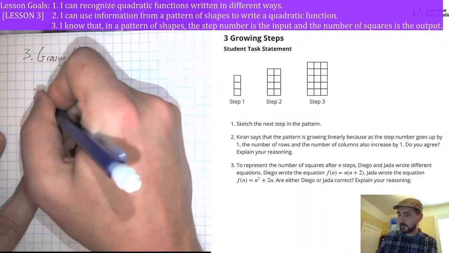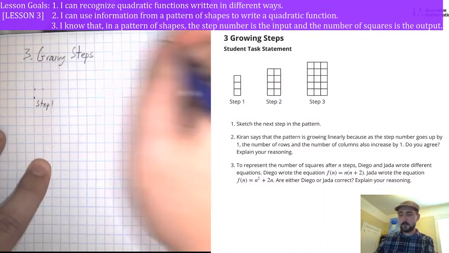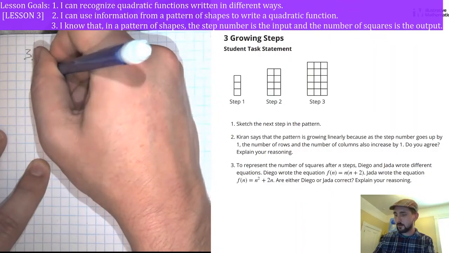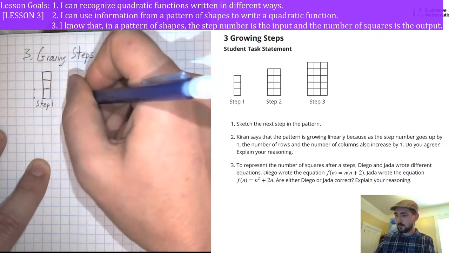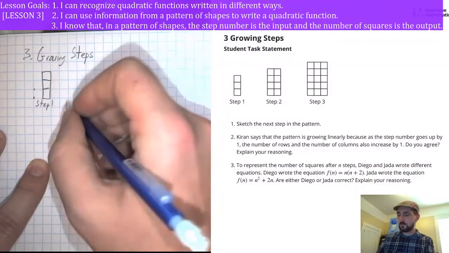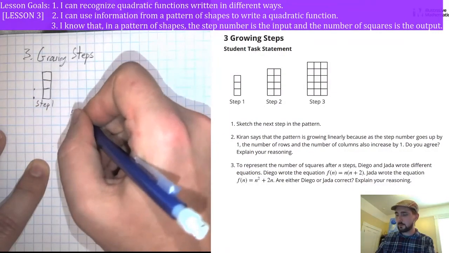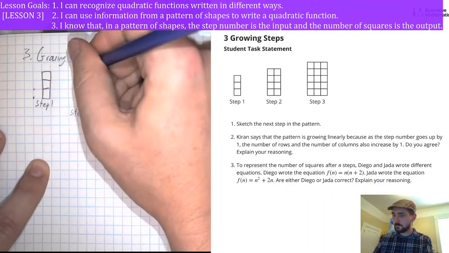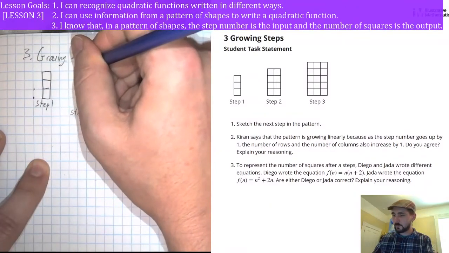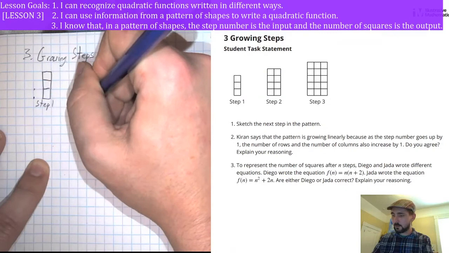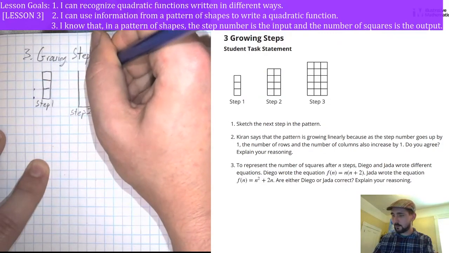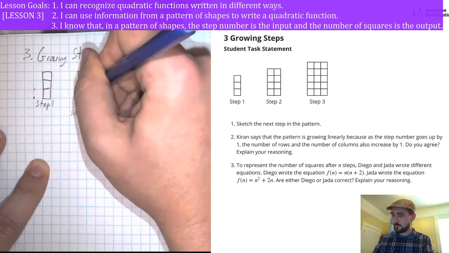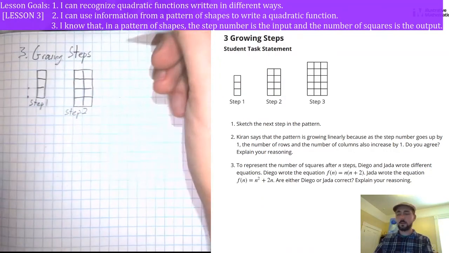Okay, step 1 is this stick looking thing here. And maybe I should have started this lower. Okay, step 2, also a stick looking thing. Okay, something like that. Not being very neat, that's okay.